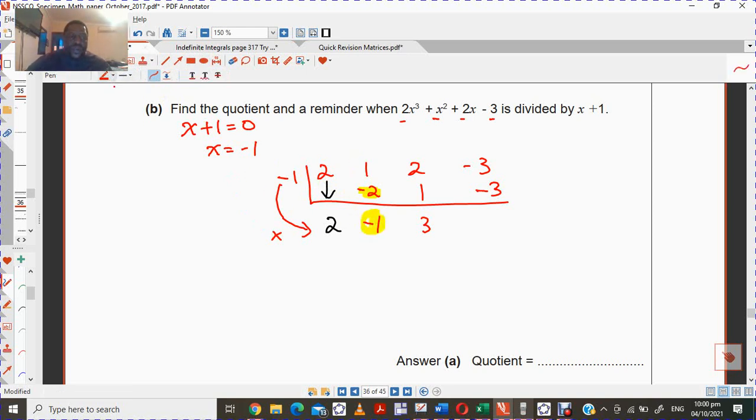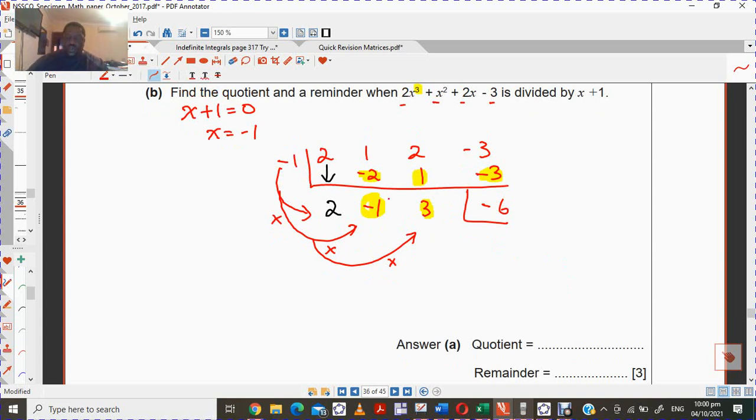Then you go again, you start all over. You say -1, then you multiply that, you get +1. Once you get +1, you go ahead and add, you get 3. Then you go again and you say -1 times 3. When you multiply, you get, guess what? You get -3. So now we are not done. The last time here, where you add, you get -6. Right, so this was quadratic. So the highest power should definitely be 1 less than that. So it's 2x squared, 2 coming from here, minus x coming from here, plus 3 coming from here. And the remainder is -6.